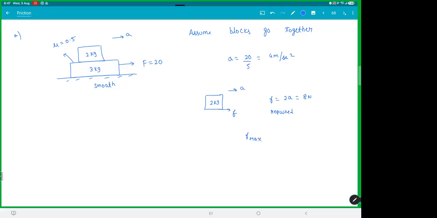How much can I give? Mu into n. That's 0.5 into 20 newtons, so that is 10 newtons. So yeah, my assumption is right. So therefore, my acceleration is 4 and the friction is 8. Done. The question gets over at this instant. I hope the logic is making sense.